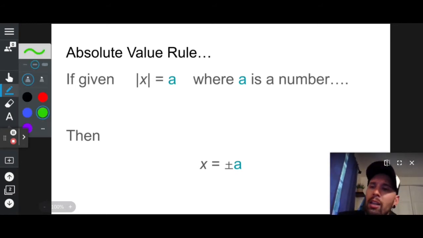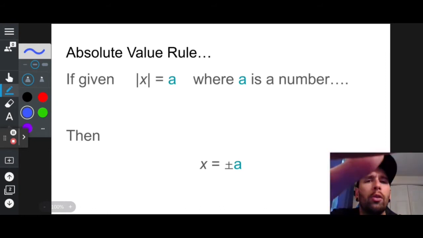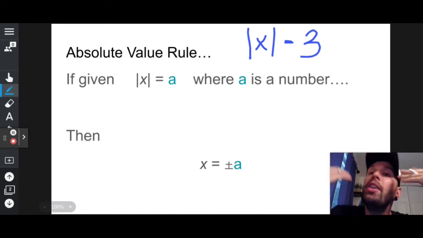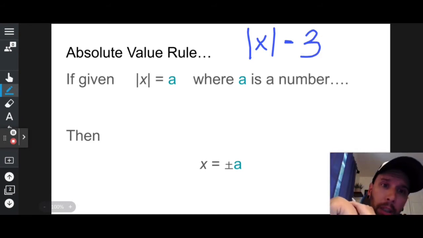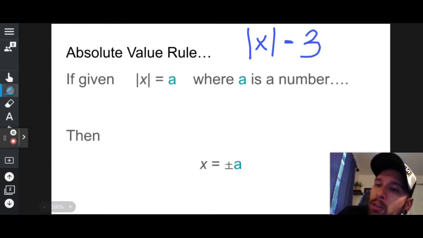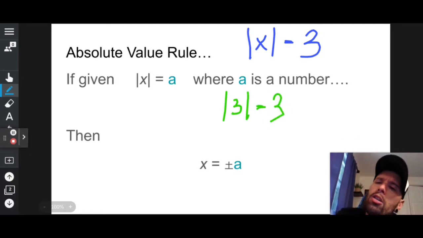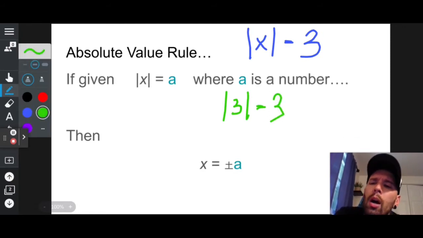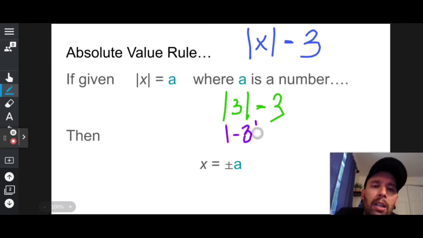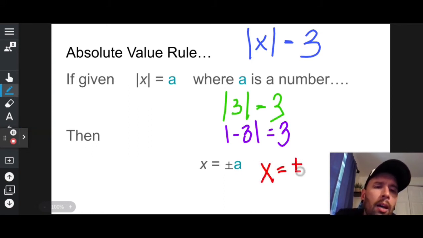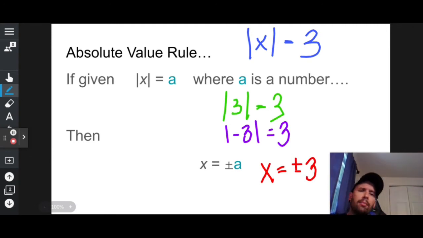So if I were to say, the absolute value of what number gives me 3? Well, I have two answers. The absolute value of positive 3 gives me 3. Oh, but you know what? The absolute value of negative 3 gives me 3. So x is positive or negative 3. That makes sense.